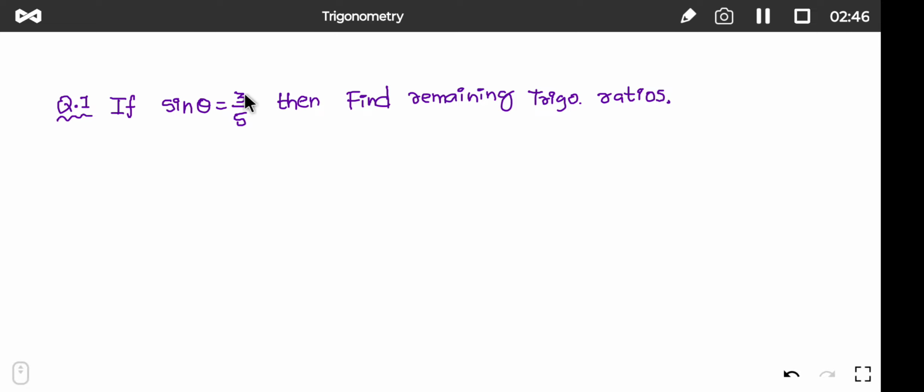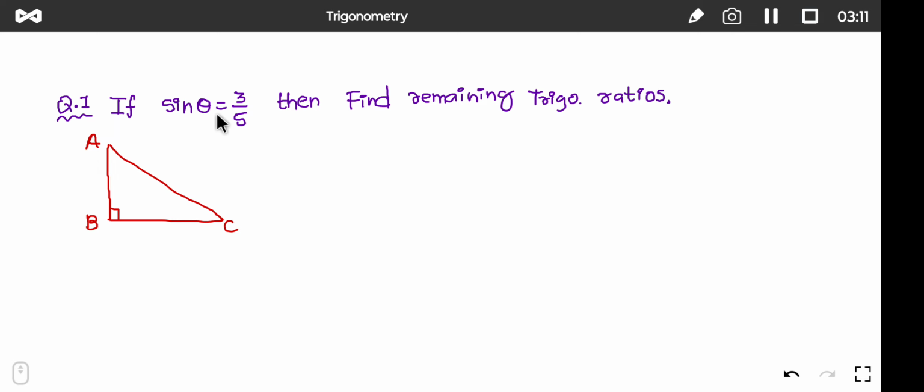If sin theta is equal to 3 upon 5, then find the remaining trigonometric ratios. So here sin theta is given as 3 by 5. The triangle is not given. Okay, so let's consider a right angle triangle only, because in that we can apply these ratio rules. So let's say the name of the triangle is ABC. Given that sin theta is equal to 3 upon 5, let's consider our theta is here. You can consider it angle A also. Okay, so let's say theta is here at angle C.